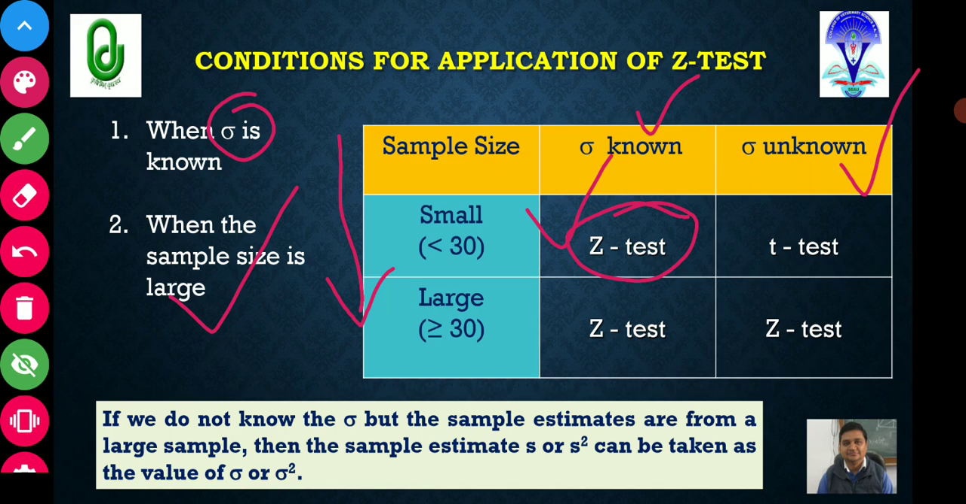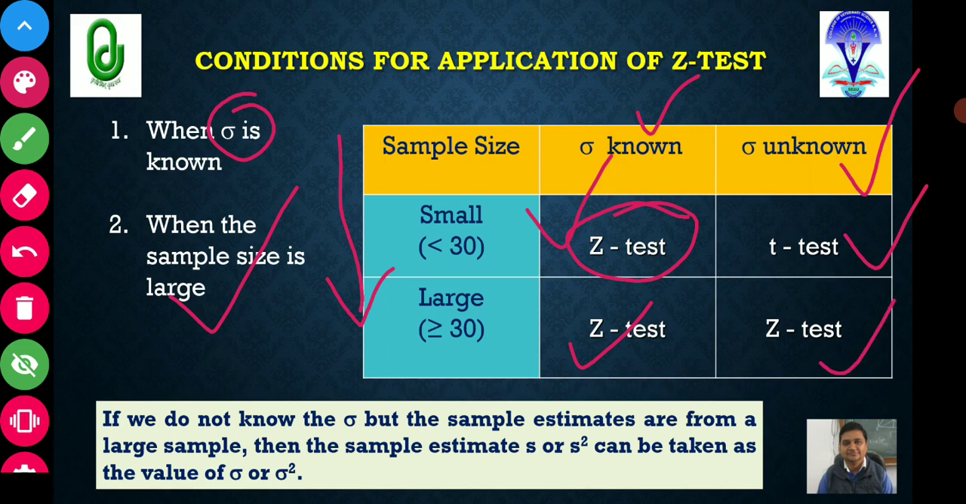Another condition: when sample size is small and population standard deviation is unknown, then you have to apply t-test. About t-test we will discuss in the next lecture. Now coming to the third situation, when sample size is large and population standard deviation is also known, definitely we will go for Z test. Then when sample size is large and standard deviation is unknown, even then, only if sample size is large, we can go for Z test.